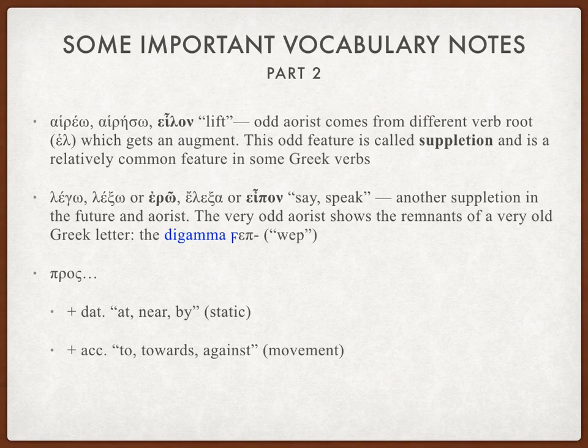And finally, we already should be familiar with this by now, but just as a bit of review, pros can take two cases, as you've seen before, and this will be important to know by now. When it takes the dative, it means at, near, or by, and with the accusative, to or towards, or sometimes against, implying motion. Have that stuff down and you'll be all set.